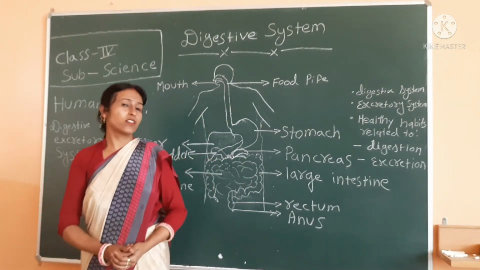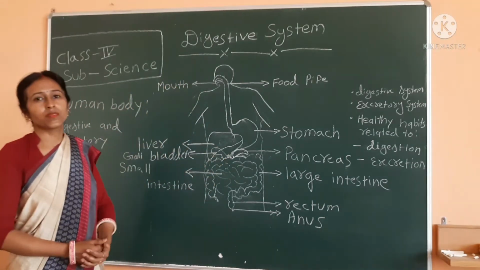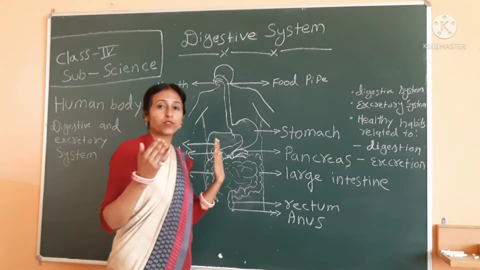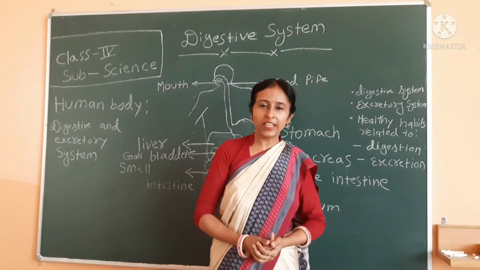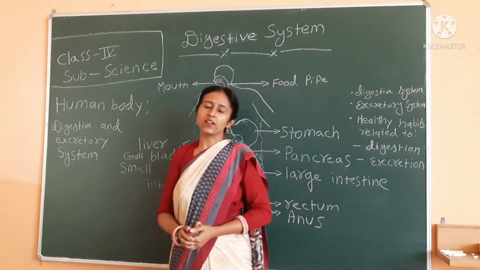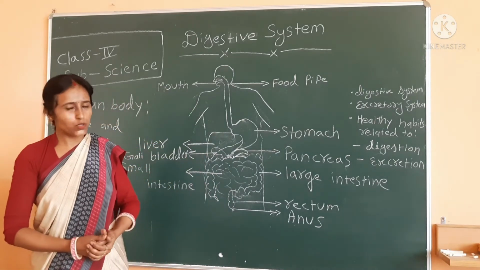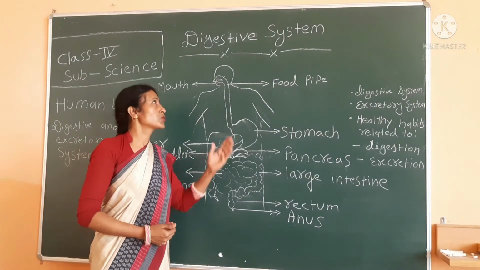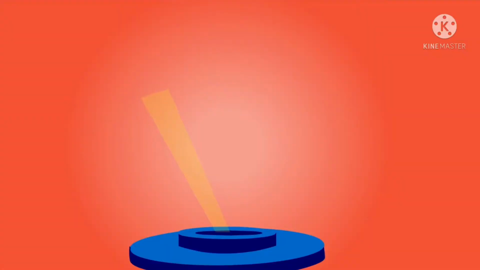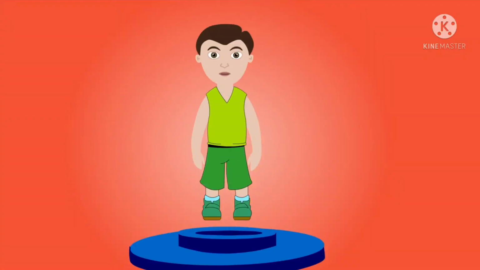The word written here is system, and a system is formed with the help of many organs. So firstly I would like to show some organs of our body to all of you to form this system. So look at this clip.